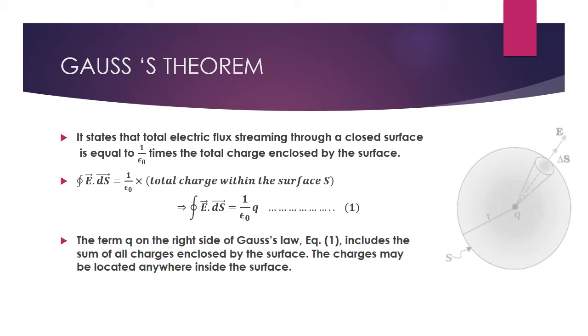Here in this figure we have taken a spherical Gaussian surface containing a point charge Q at its center. However, there may be any number of charges inside the surface and they may be located anywhere inside the surface. The only thing one must make sure is that the Gaussian surface should not pass through any charge when the distribution is a discrete distribution. However, the distribution may be a continuous distribution. In that case, the Gaussian surface may pass through the distribution.